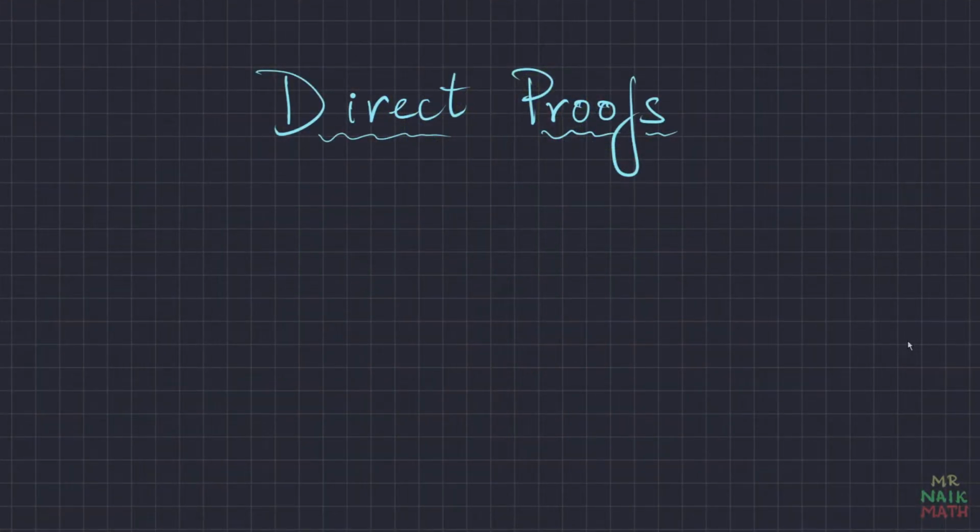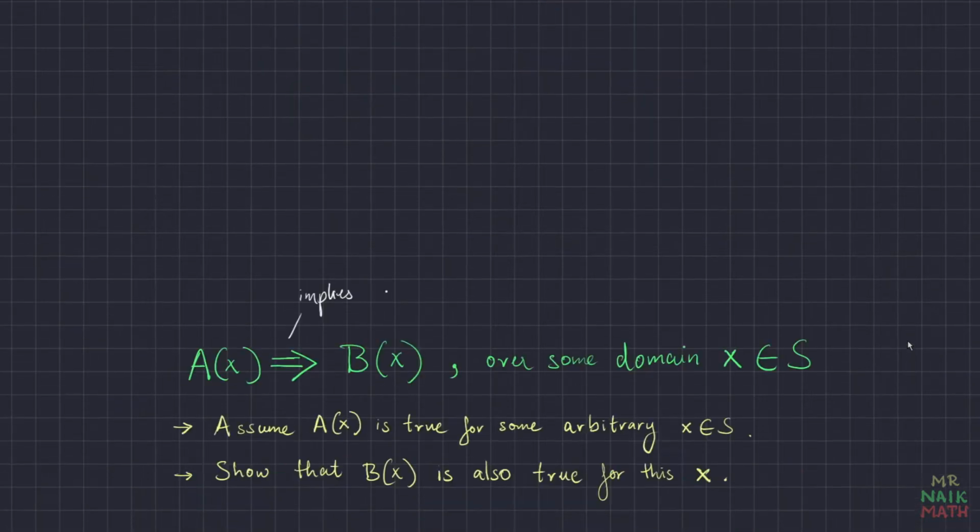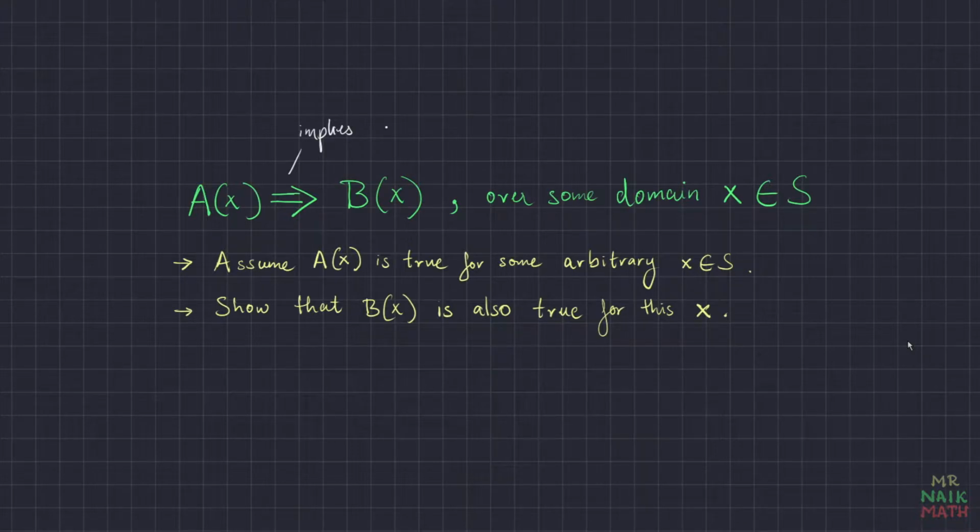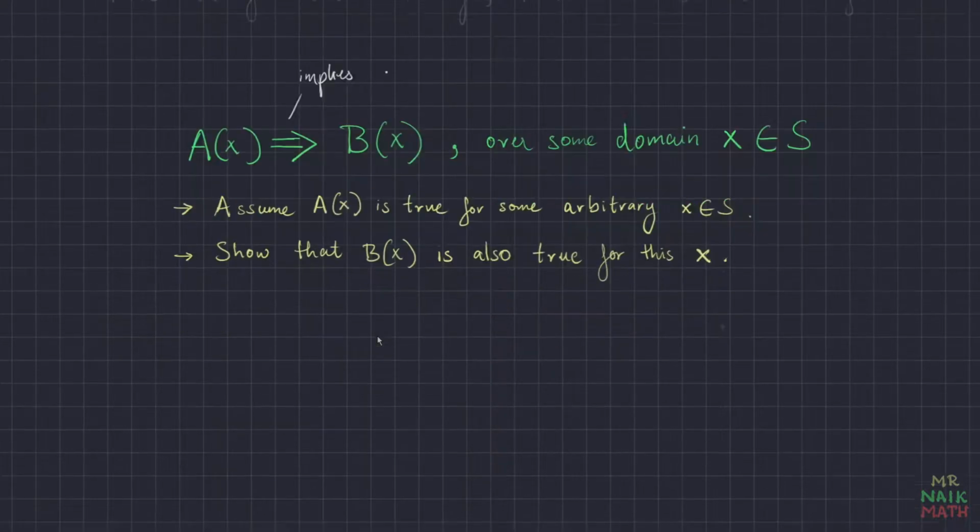Naik Math. By the end of this video, you will learn how to construct a direct proof. Now, proof always involves some sort of implication. For example, A of x implies B of x over some domain x belongs to S. This symbol over here means implies. The main strategy for direct proof is to assume that A is true and then show that B also must be true. Now this might seem a bit abstract, so let's take a look at some examples.